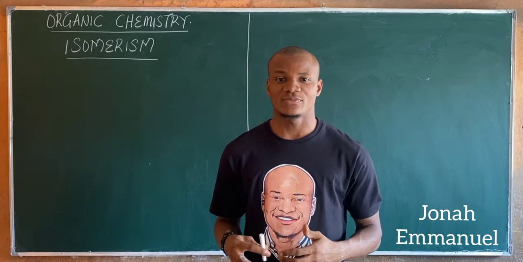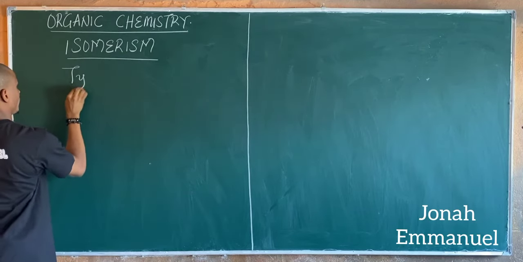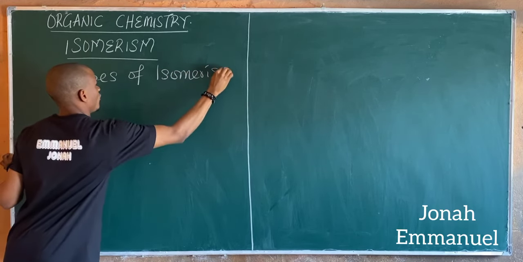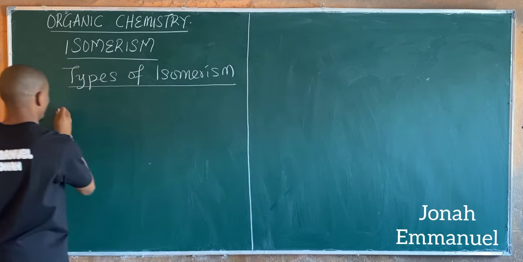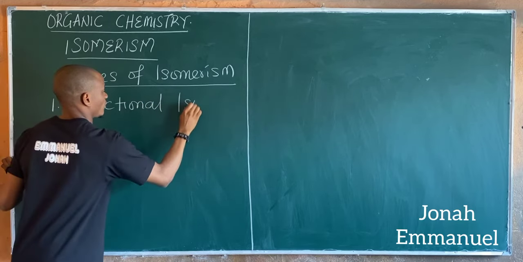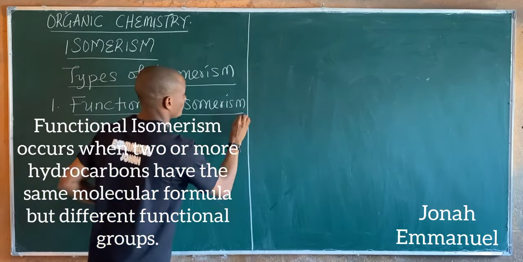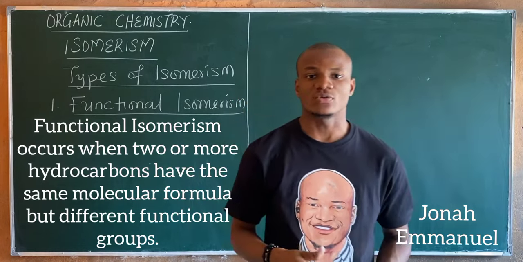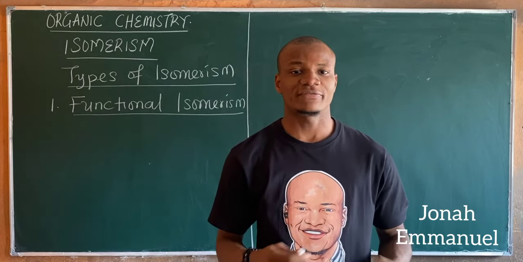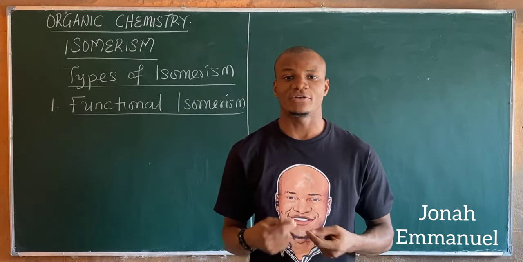When it comes to the types of isomers, there are three types of isomers. The first type of isomer or isomerism is known as functional isomers. Let's use the word functional isomerism. Functional isomerism occurs when two or more hydrocarbons have the same molecular formula but different functional groups. So when it comes to functional isomerism, the difference there is in their functional group.